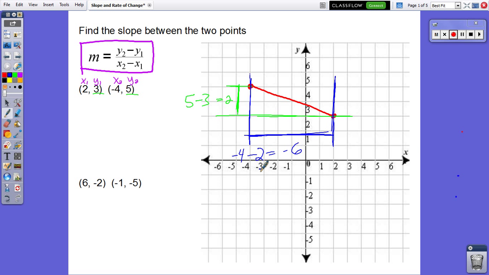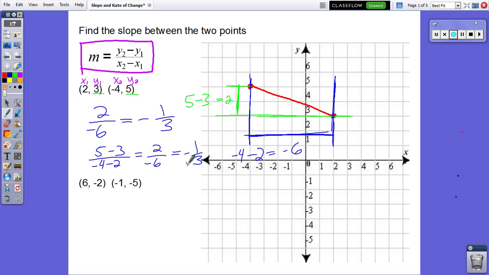Then we can make a fraction out of these, putting the rise over the run, the up and down over the left to right. So we do 2 divided by negative 6. But we can reduce that fraction to 1/3, and so we get negative 1/3 for the slope. If we want to use the formula, we could just do 5 minus 3 on top, and negative 4 minus 2 on the bottom. 5 minus 3 is 2. Negative 4 minus 2 is negative 6. We end up in the same place. We can reduce that again to negative 1/3.